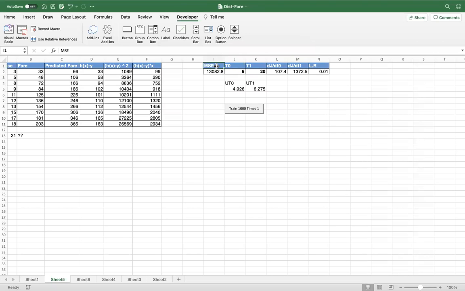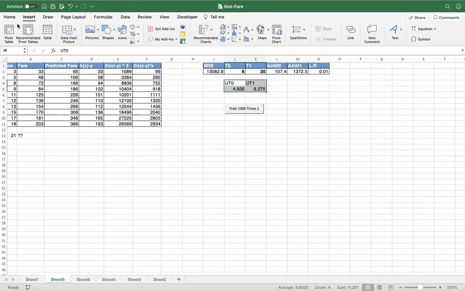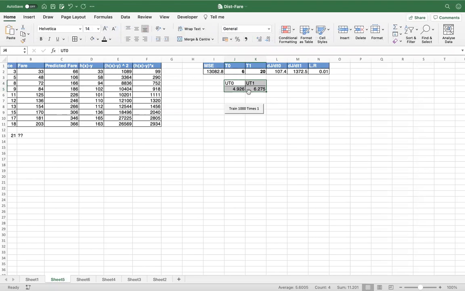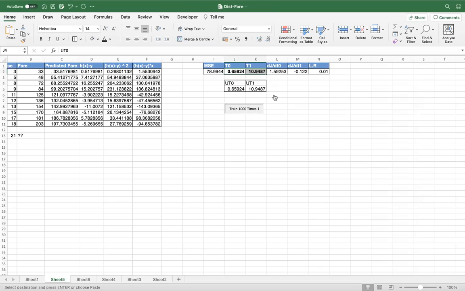So I told it to repeat 1000 times. What happens once we repeat it 1000 times? Shall we observe? So I click on this. 13,082. You see how it is transformed. You can see our mean squared error reducing. 1000 times it's done. Since the computational power is fast, even 1000 times it happened in a whisk. I'm training another 1000 times.